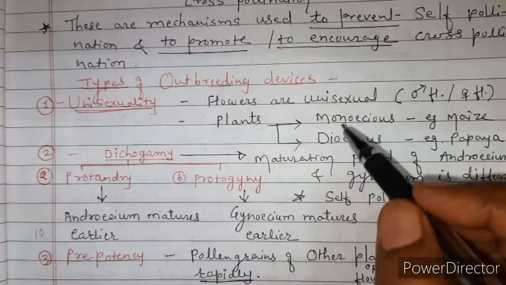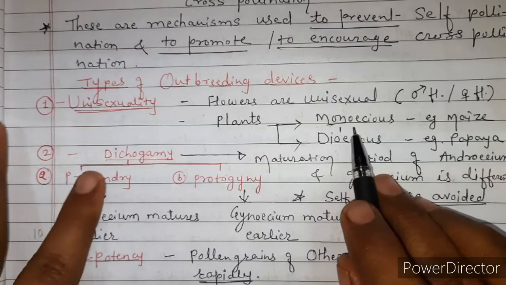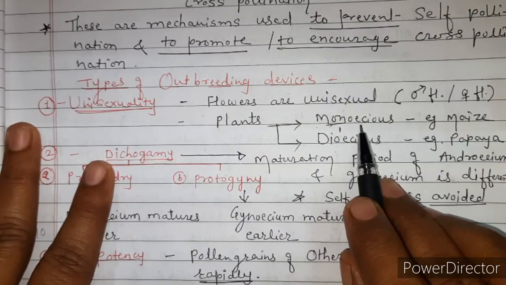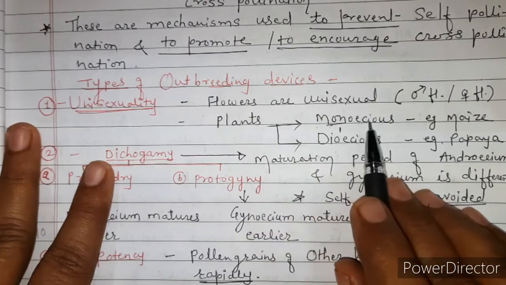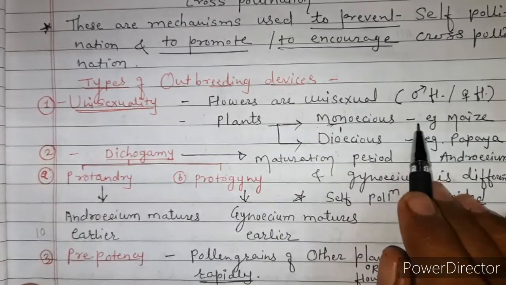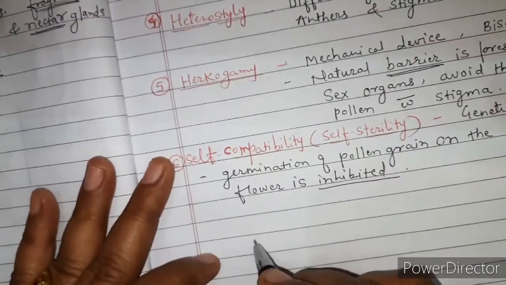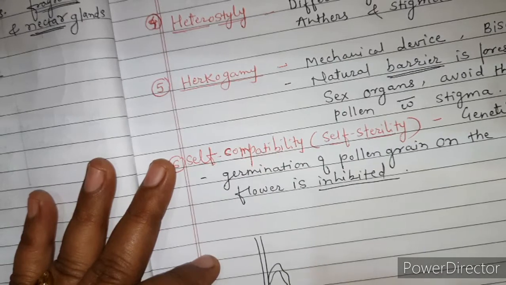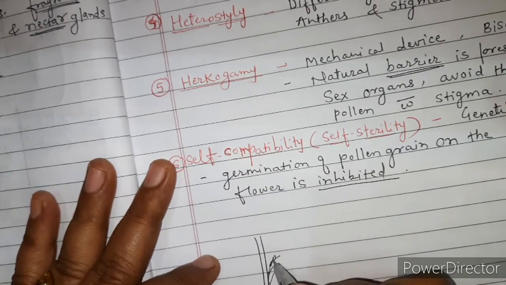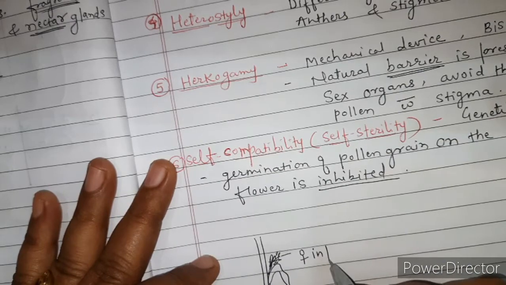Now, what is the meaning of monoecious? You know mono means one. When the plant produces two types of flowers at two different places, such a plant is called a monoecious plant. An example is maize. Suppose this is the maize plant, and these are the leaves, then here develop the female flowers. The female flowers develop in a group, called an inflorescence.